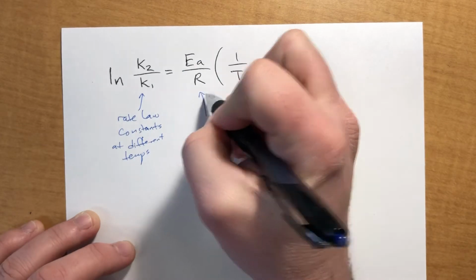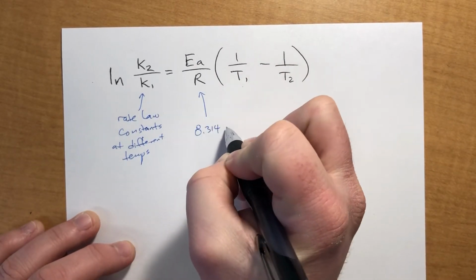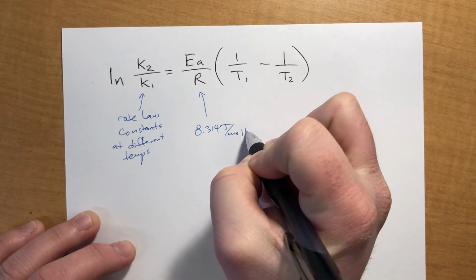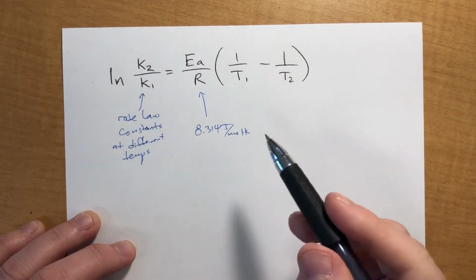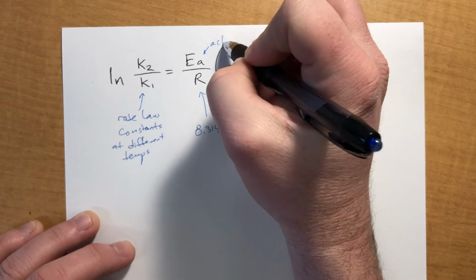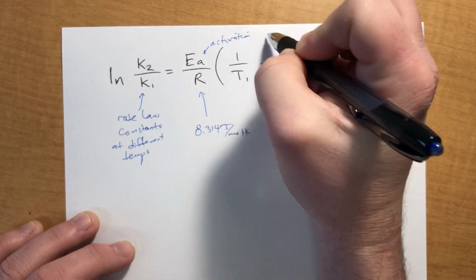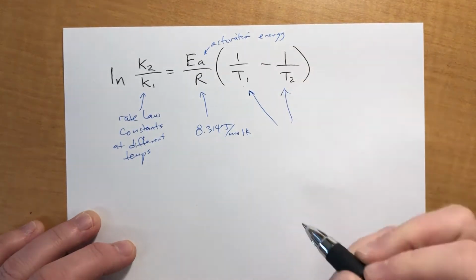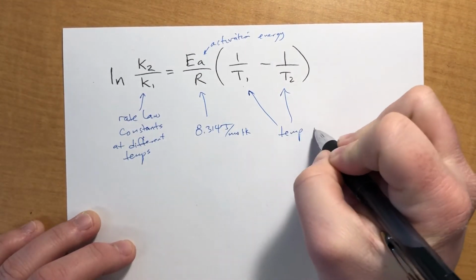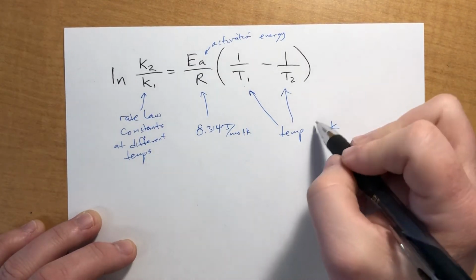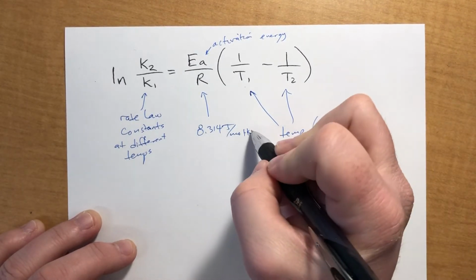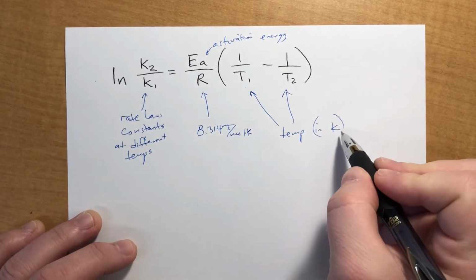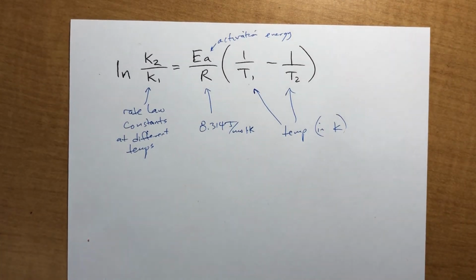R is the same R we used in the last equation, 8.314 joules per mole Kelvin, and that is going to dictate what the units need to be. E sub A is activation energy, we just learned that one. And then these are the temperatures in Kelvin. Basically, R is going to decide what our units need to be, and this is Kelvin, so this has to be Kelvin. We have seen variations of this equation before. This shouldn't be anything too weird compared to what we've seen before.